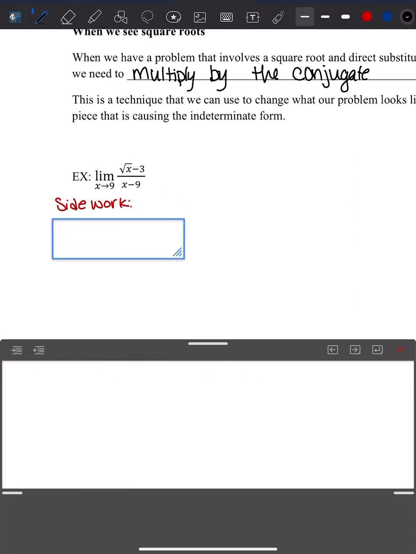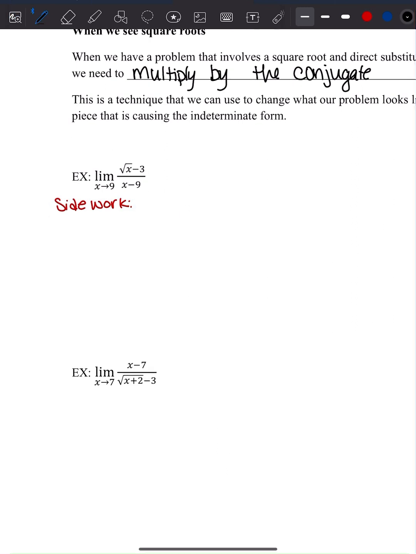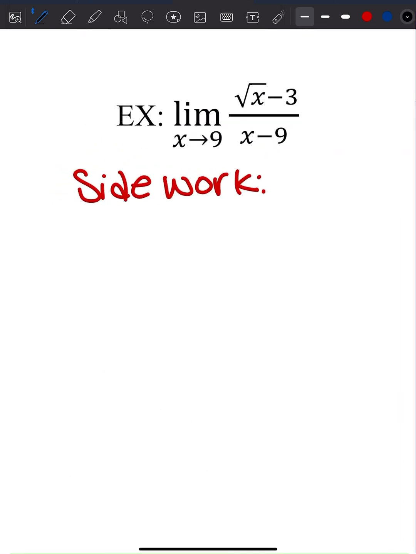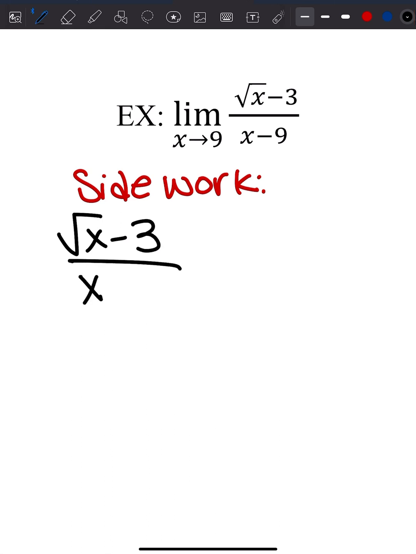Okay, so we have the square root of x minus 3 over x minus 9. We are going to multiply the top and bottom by the exact same thing. It's that special form of 1, so that we are not changing the value of our fraction. We are just changing what it looks like. So we are going to be multiplying the same thing on top and bottom.